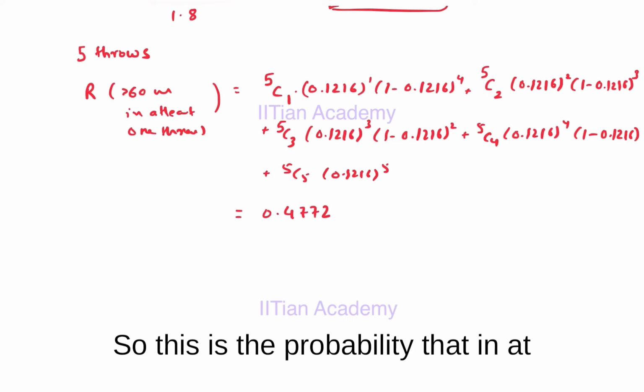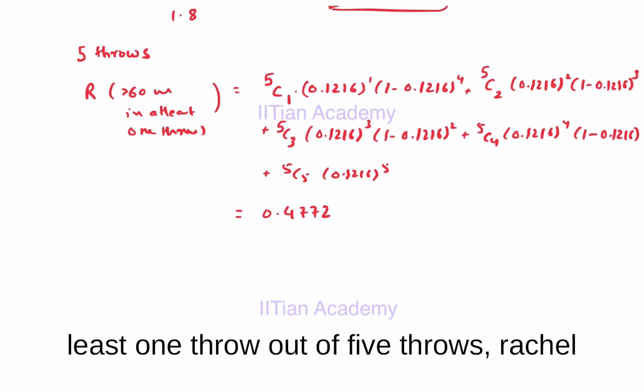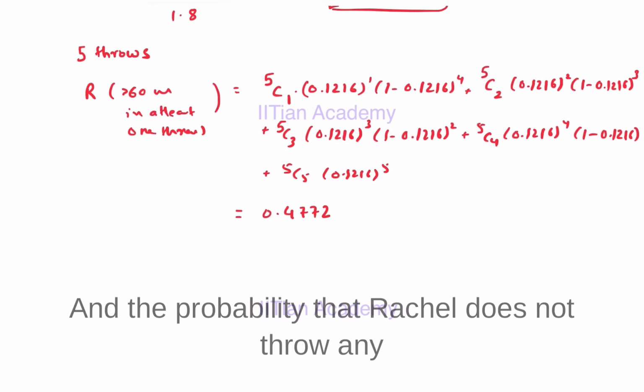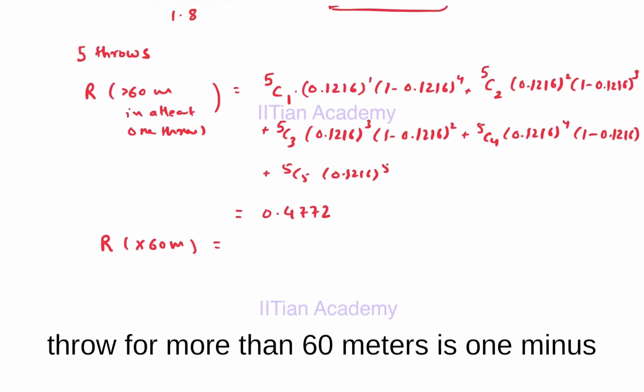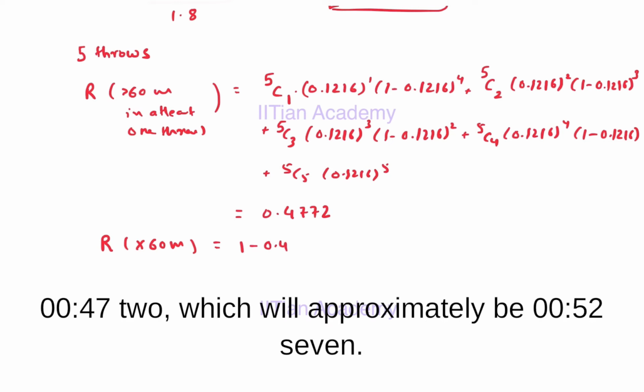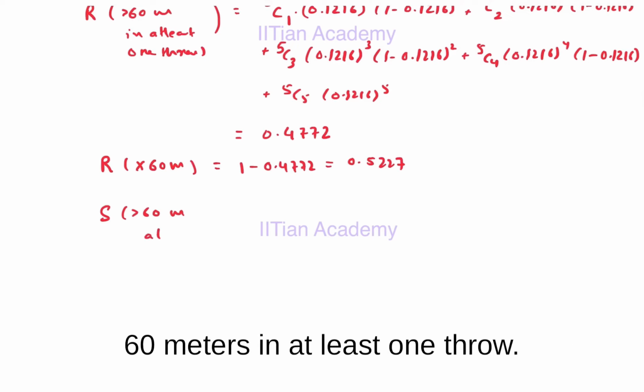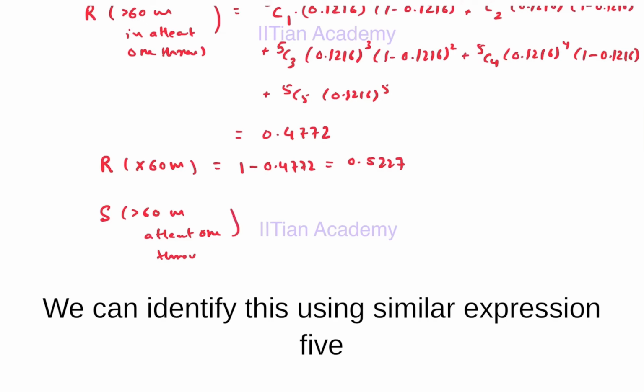So this is the probability that in at least one throw out of 5 throws, Rachel throws a javelin for more than 60 meters, and the probability that Rachel does not throw any throw for more than 60 meters is 1 minus 0.4772, which will approximately be 0.5227.